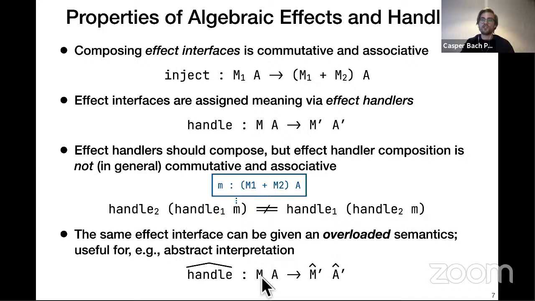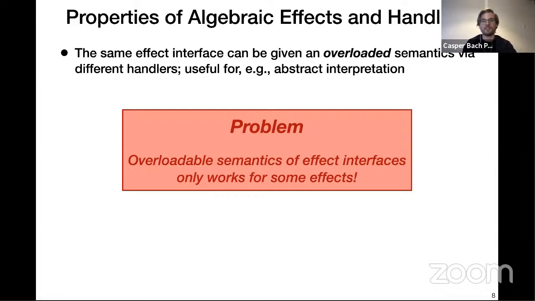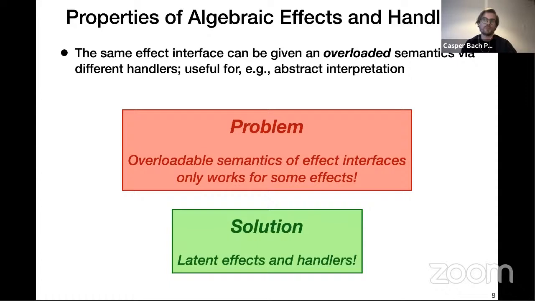That's useful, for example, for defining an abstract interpreter. This handle operation up here could be a concrete interpreter, and this handle operation down here could be an abstract interpreter. However, the problem that we essentially address in this work is that overloadable semantics of effect interfaces only works for some effects. And the solution that we propose in our short paper to this problem is latent effects and handlers.